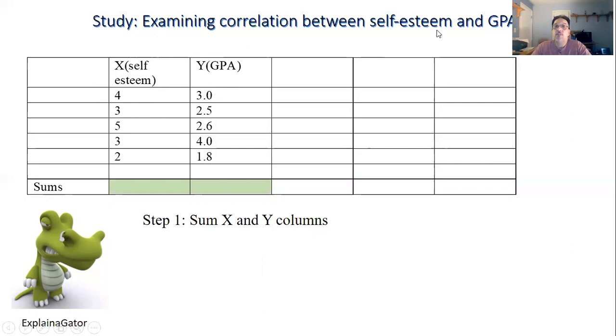Now, this is a self-esteem and GPA correlation. So if I had a setup for this, it would be a person takes a test, they're given a value of self-esteem.